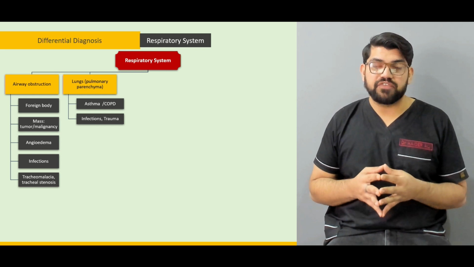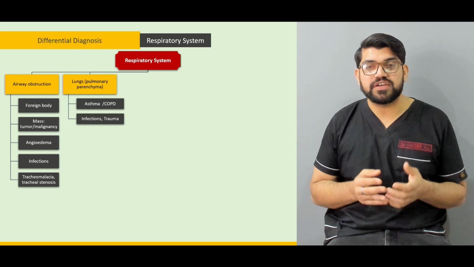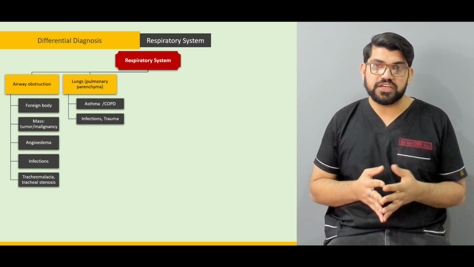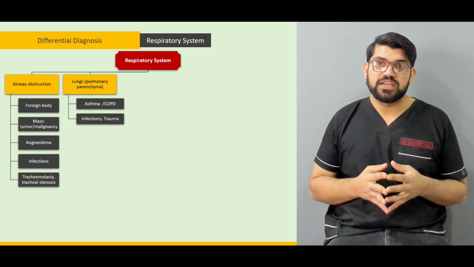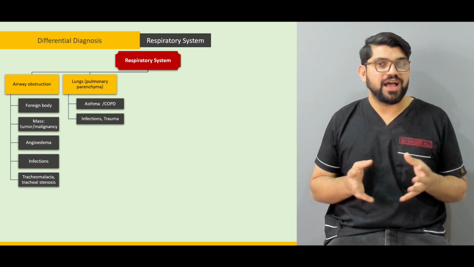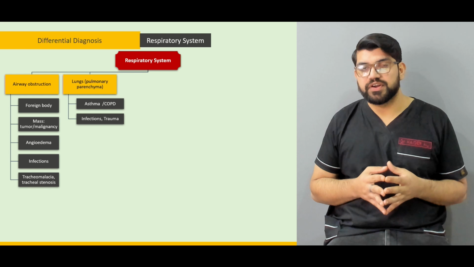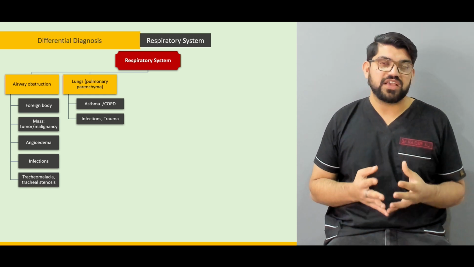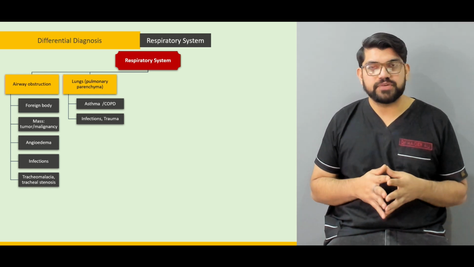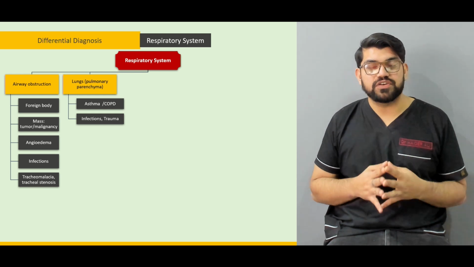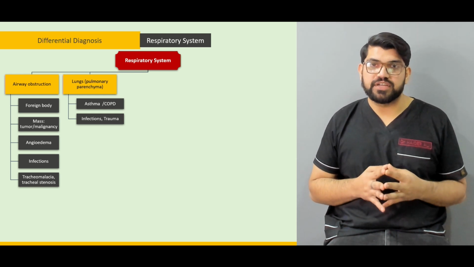Other than infections, trauma, especially pneumothorax, tension pneumothorax, or spontaneous pneumothorax, can cause lung parenchymal disease. How do we differentiate patients with tension pneumothorax? Tension pneumothorax is unique with tracheal deviation to the contralateral side, distended jugular veins, and hypotension.